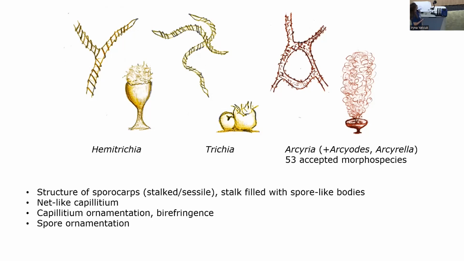According to some authors, another distinction between Arcyria and the others is the spirals on the capillitium. It was thought that spirals are not typical for Arcyria; they are typical for Trichia and Hemitrichia. Also, the birefringence of the capillitium is not thought to be typical for Arcyria. Let us see how this connects with the phylogeny and what the phylogeny will show us.